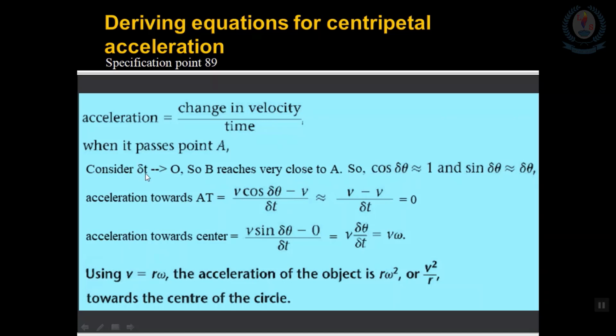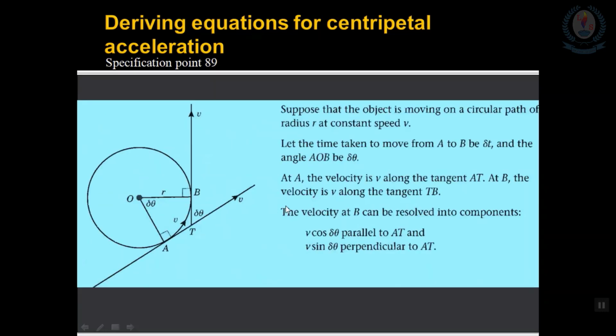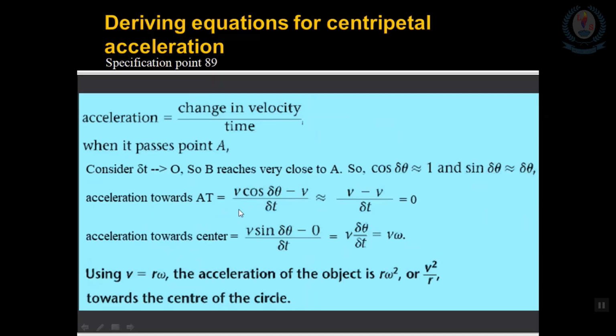That happens if the time we have considered is very small. Okay, so I told you about that one. Then we'll go for the typical acceleration equation, change in velocity divided by time taken. So we'll try to find the acceleration towards the AT direction. That is final velocity v cos delta theta minus initial velocity v, divided by time taken delta t. We know that cos theta is almost equal to 1, so it's v minus v over delta t.